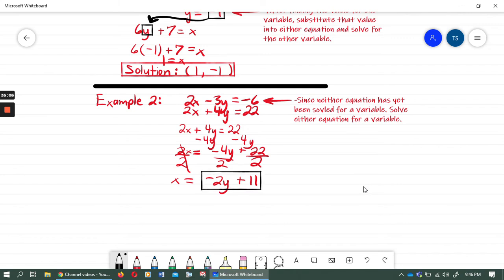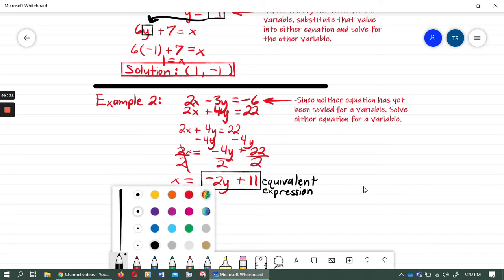All right, so we need to take this equivalent expression and plug it into our other equation. So this equivalent expression, we need to go ahead and plug it into the other equation.